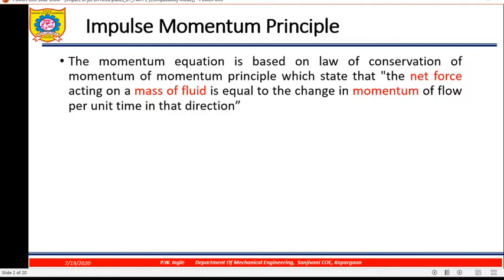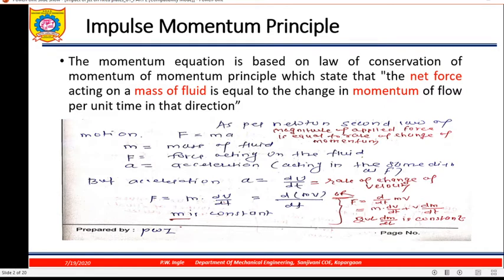Okay. So the momentum equation is based on the law of conservation of momentum principle. It tells that the net force acting on the mass of fluid is equal to the change in momentum of flow per unit time in that direction. Now here you see, according to Newton's second law of motion, force equals mass into acceleration. So what is Newton's second law? Magnitude of applied force is equal to rate of change of momentum. So F equals mass into acceleration. What is m? It is the mass of fluid, F is the force acting on the fluid, and a is the acceleration.